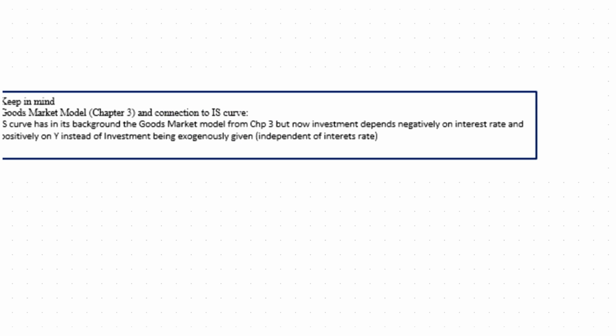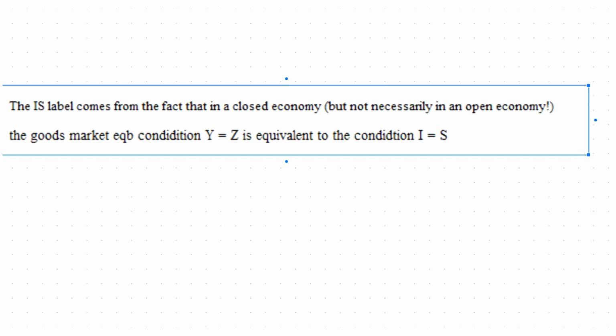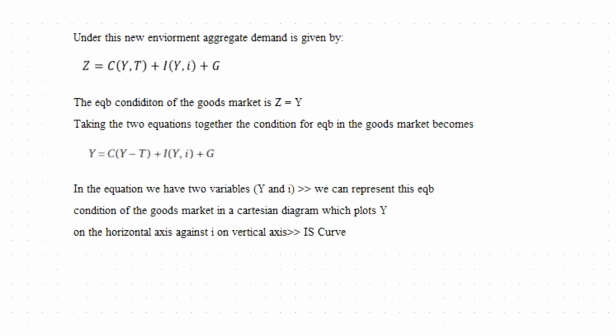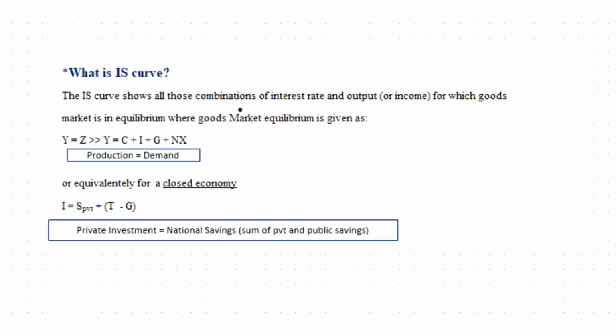And let's just finally look at where the IS label comes from. It comes from the fact that in a closed economy, but not necessarily in an open economy, the goods market equilibrium condition Y is equal to Z is equivalent to the condition that investment is equal to national savings, hence the IS label. Because in a closed economy, the goods market equilibrium condition Y is equal to Z can be rewritten as investment is equal to savings. So this is only true for a closed economy, that Y is equal to Z is equivalent to I is equal to S. In an open economy, you also account for net exports. More on that later.